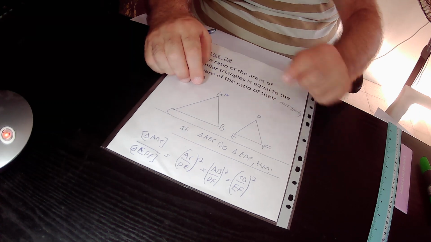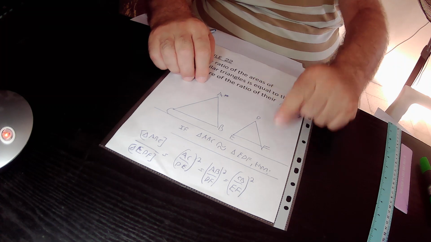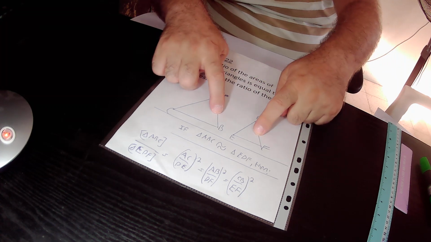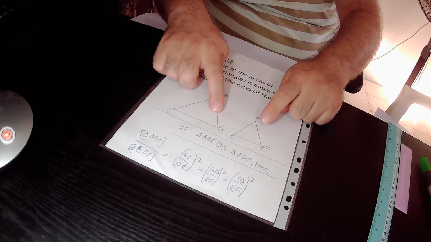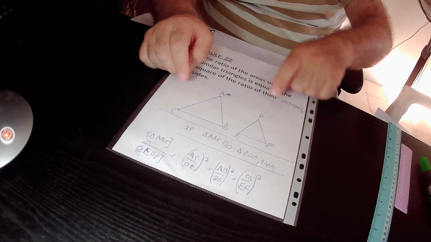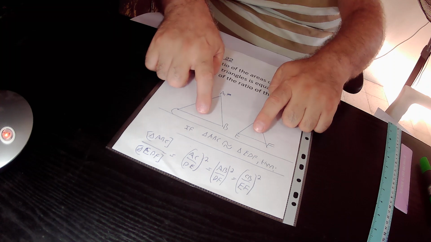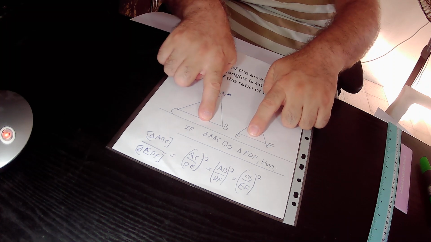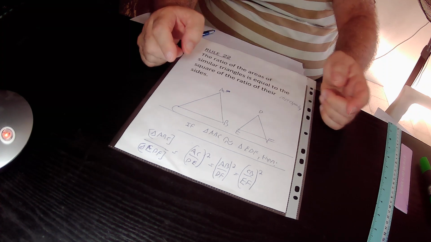Likewise, AB is the corresponding side of side DF, so the square of the ratio of those two corresponding sides is AB over DF squared. And finally, side CB is the corresponding side of side EF, so the square of the ratio of those two corresponding sides is of course CB over EF squared. Okay.